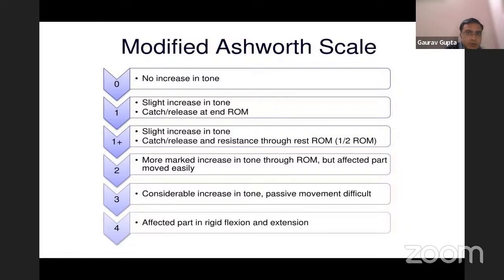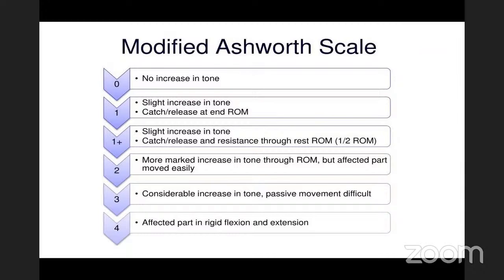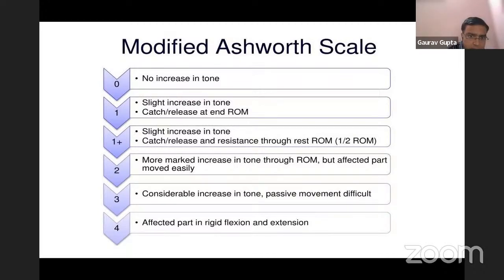Thank you. So the modified Ashworth scale is where we grade the muscle tone from 0 to 4. In 0, there is no increase in tone, it's a normal muscle. Grade 1, there is a slight increase in tone, and there is a catch or a release only at the end or terminal range. 1 plus, where there is a catch or release in half of the range. Grade 2, in most of the range. Grade 3, where there is a very high tone, but we are able to move the joint. And grade 4, where we are absolutely unable to move the joint. So we can grade the tone on the basis of this scale.